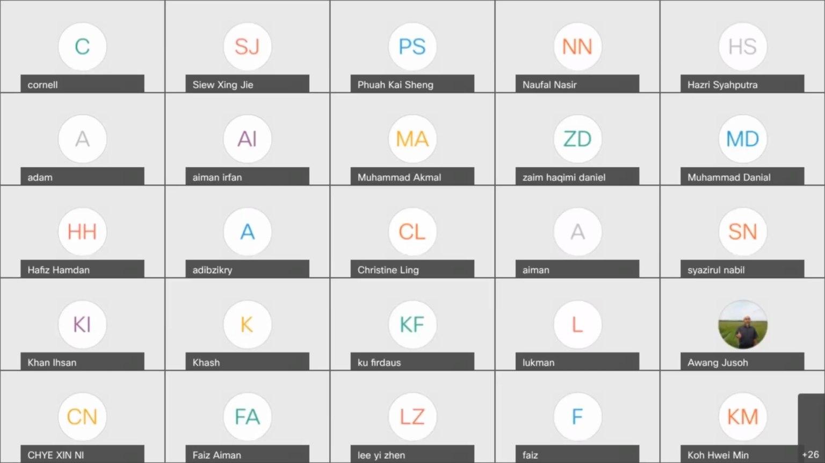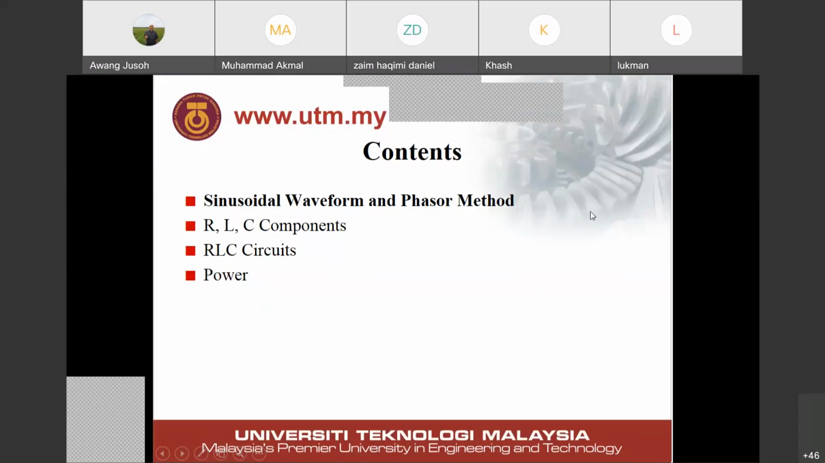Okay, so the content will be sinusoidal waveform, phasor and phasor methods, and RLC components, and after that we go to RLC circuit analysis, and after that we go to how we measure the power in AC system. We know the power already in the DC system, so basically we use the same concept, but then we can solve AC circuit.